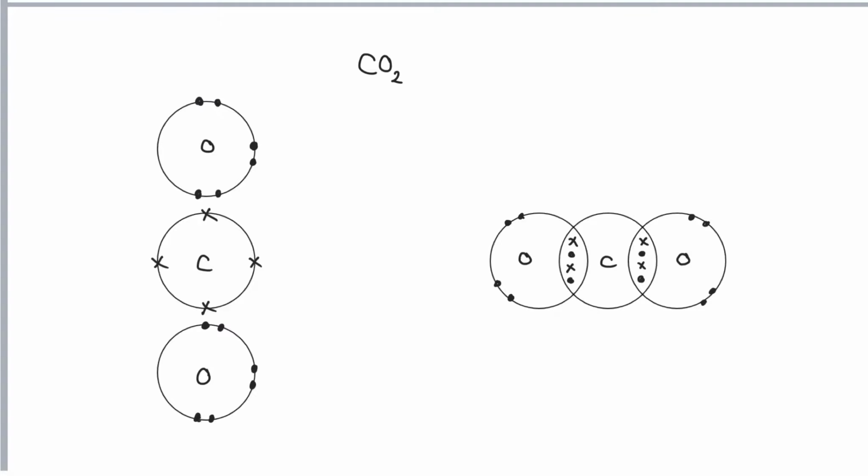And therefore we can do the displayed formula of carbon dioxide like this. That's C double bond O, like that. Now, just have a little check and make sure everything's correct.